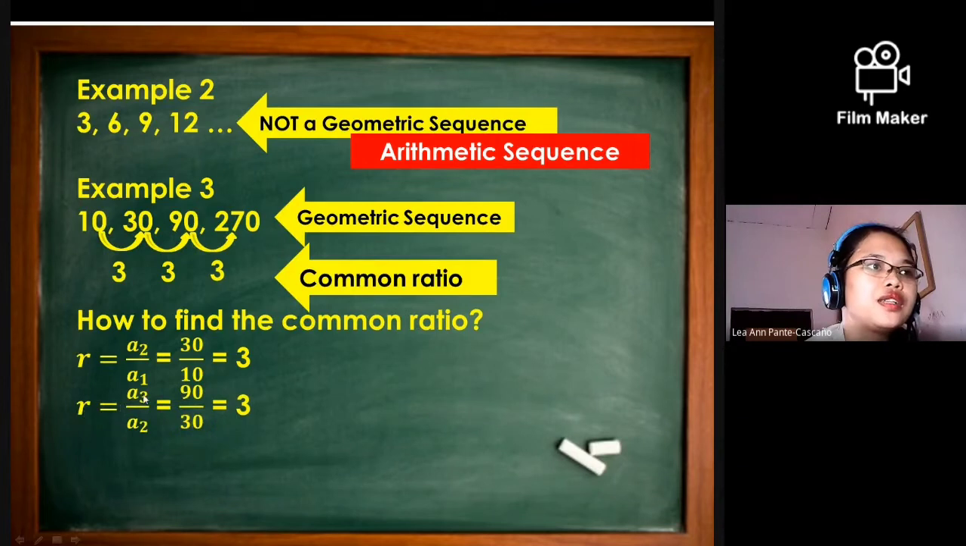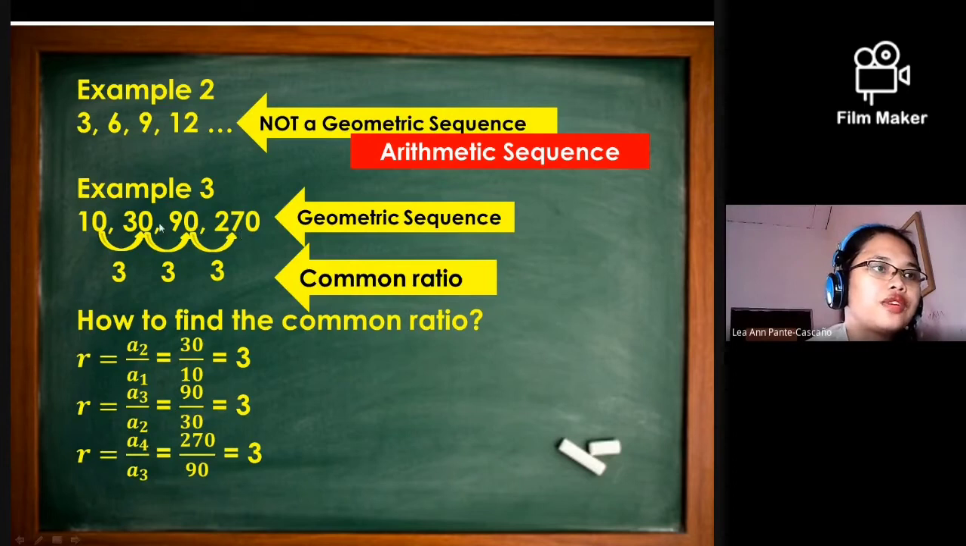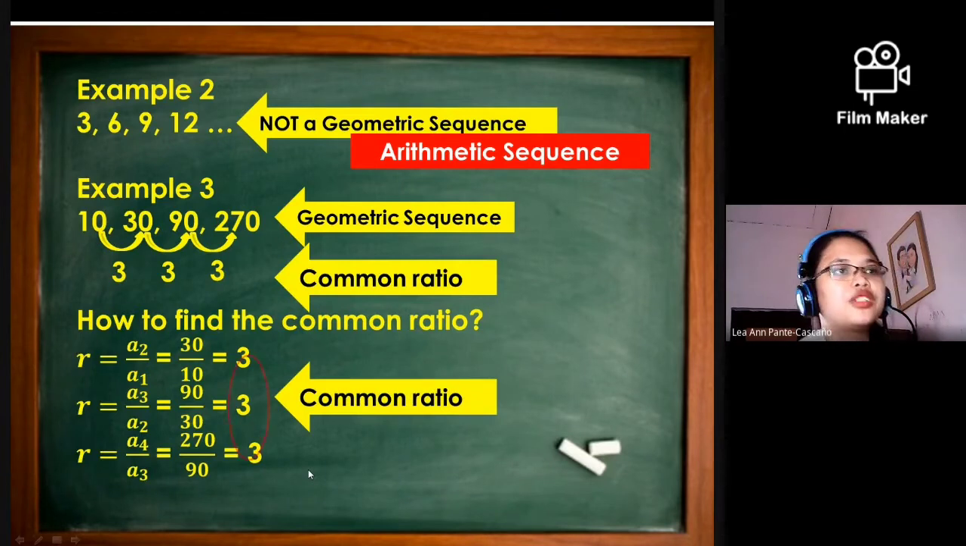Same thing with the third term divided by the second term. Third term is 90 divided by 30. 90 divided 30 equal to 3 or simply cancel 0 and 0. 9 divided 3 is 3. A sub 4 divide A sub 3. 270 divided by the third term which is 90. Mayroon po uling 0. So let's cancel 0. Ang matitira is 27. And 9. 27 divided by 9 is also 3. And that is our common ratio.